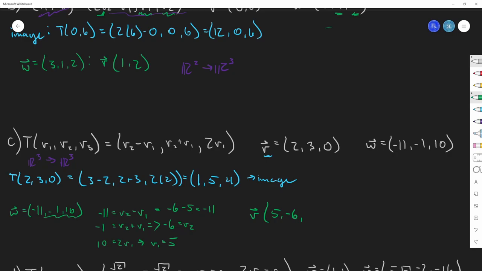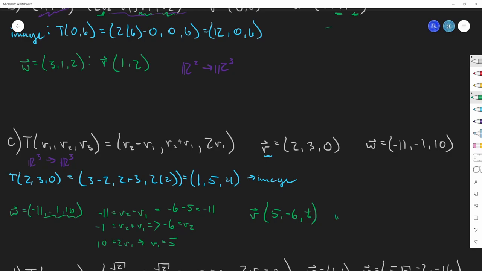Well, see, that's the thing. We don't have a way to find v3, but we do know that when you take the pre-image, put it into the function, and it spits out our image, our v3 will be completely non-existent. So v3 can't just be a free variable. We're just going to call it t.